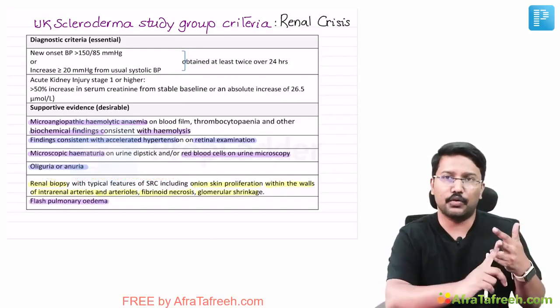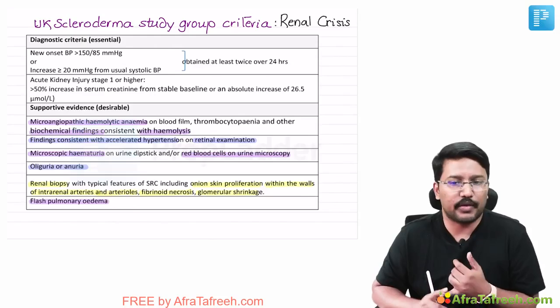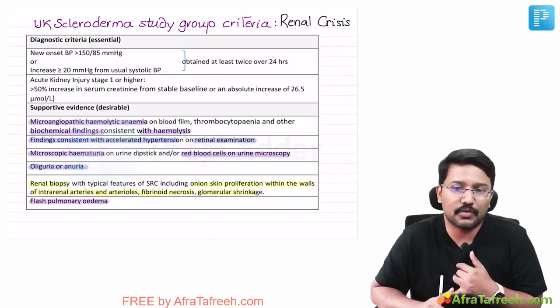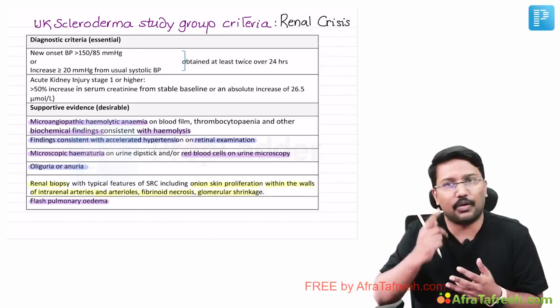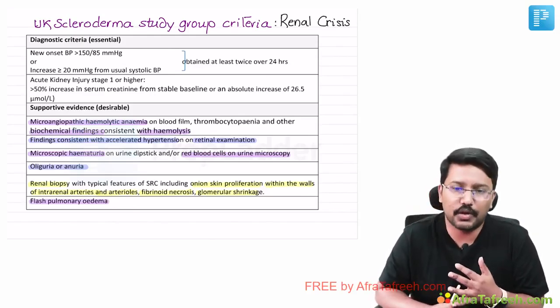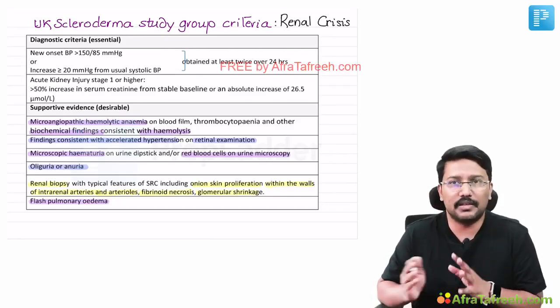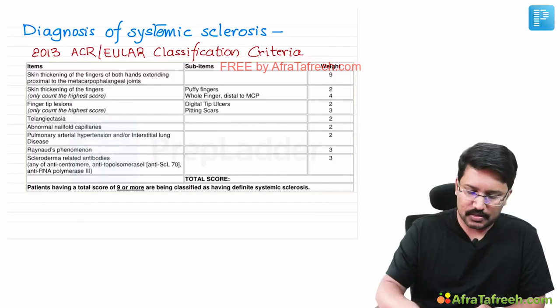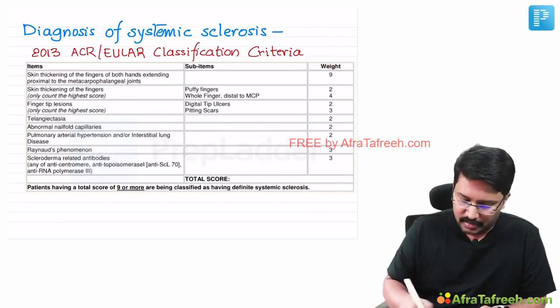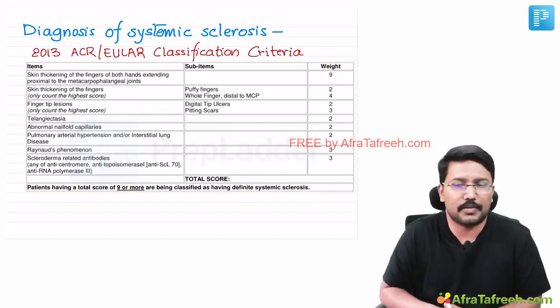Essential components: new onset hypertension and acute kidney injury. Supportive evidence are all these: microangiopathic hemolytic anemia, then findings of accelerated hypertension on the retinoscopy, right, oliguria or anuria, then microscopic hematuria, and renal biopsy consistent with the malignant hypertension changes in the vasculature, right. So this is the diagnostic criteria. Treatment part we will discuss as we discuss the treatment of the scleroderma per se.